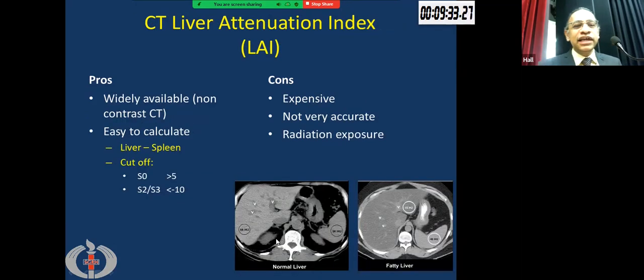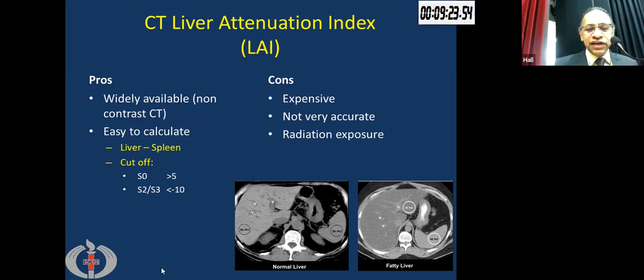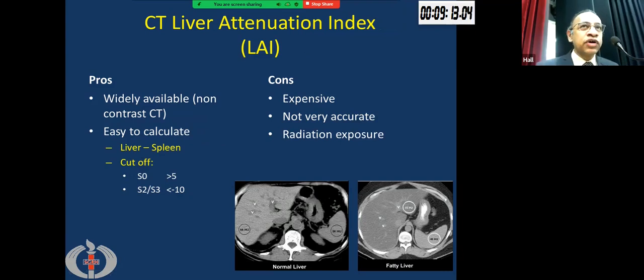Coming to the CT liver attenuation index, it is widely done by the liver transplant surgeons. They look at the Hounsfield unit of the liver and then they compare with the spleen and subtract it. Generally, when there's a lot of fat, it will look more black or dark. The Hounsfield unit of fat is actually -100.